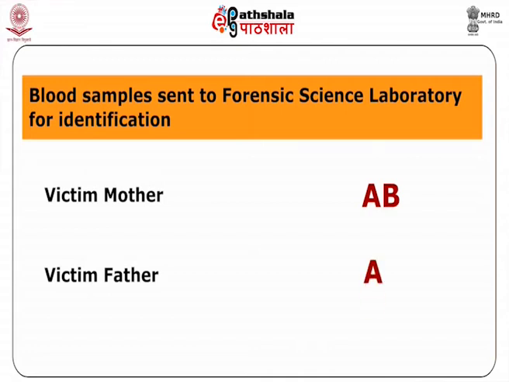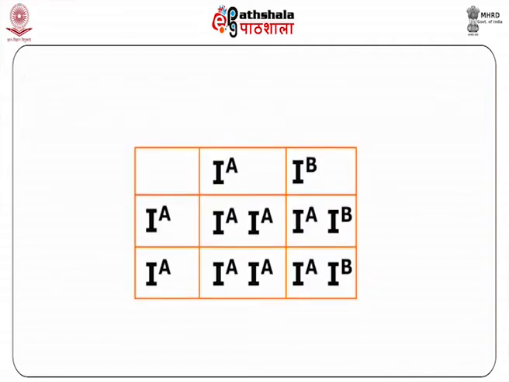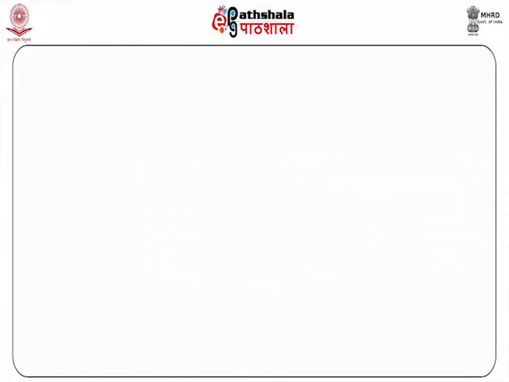homozygous, that is IA. So, as per the rule, the various probabilities will be IAIA, IAIA, IAIB, and IAIB. Therefore, the possibility of the blood group of the child of this couple will be A and AB.